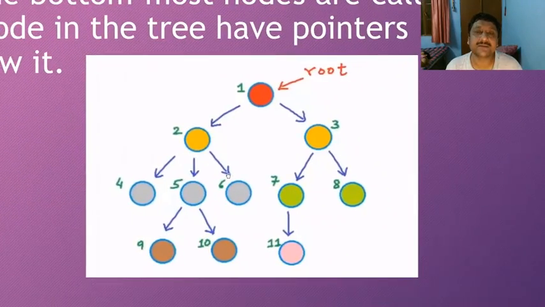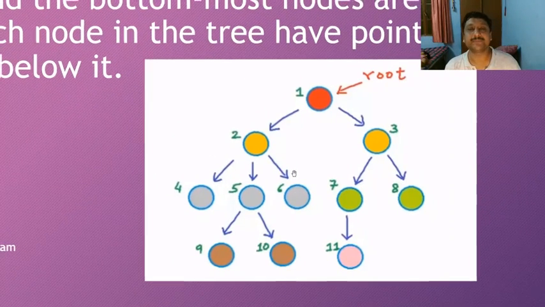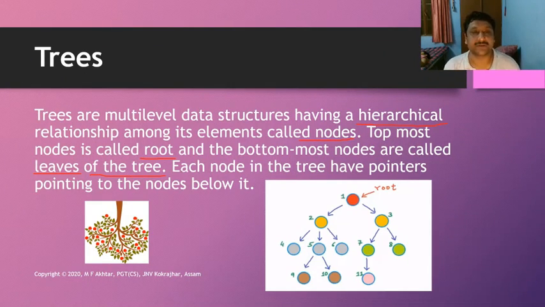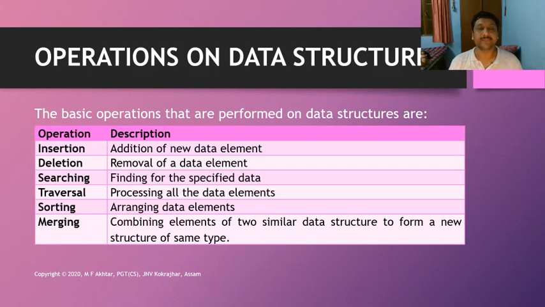Similarly, this tree is arranged like this. This is known as the root element, here are the branch elements, and then these are the leaves. According to this, data is arranged in a tree data structure. Each node in the tree has pointers pointing to the next node below it. Trees also contain pointers or links between the nodes. This is the tree.